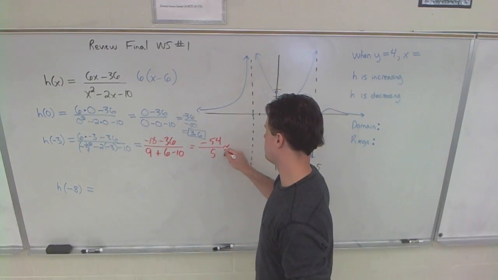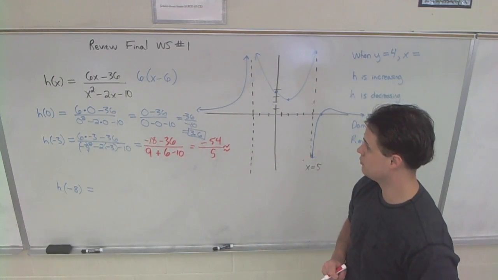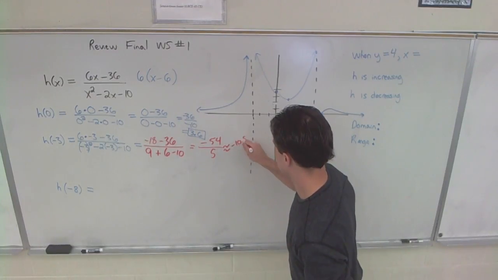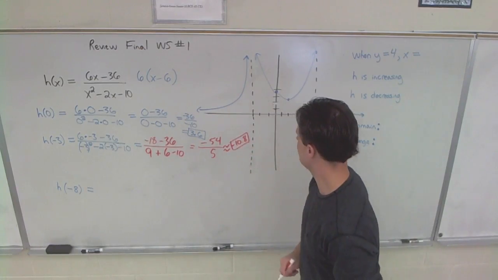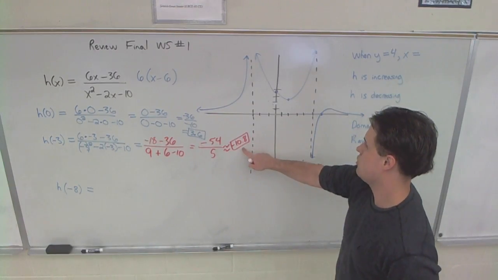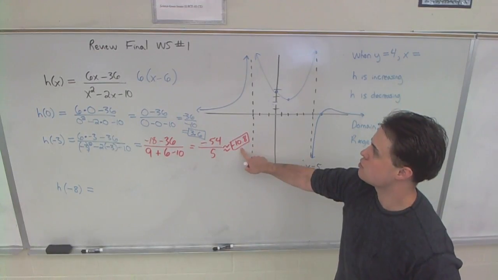I don't know what that is. Can you guys tell me what that is? A decimal. So we want to think about it on a graph, right? Negative 10. So I think my graph is messed up again. We're supposed to have a y value of negative 10.8 on my graph. So I did something wrong. I was doing stuff wrong in my head.